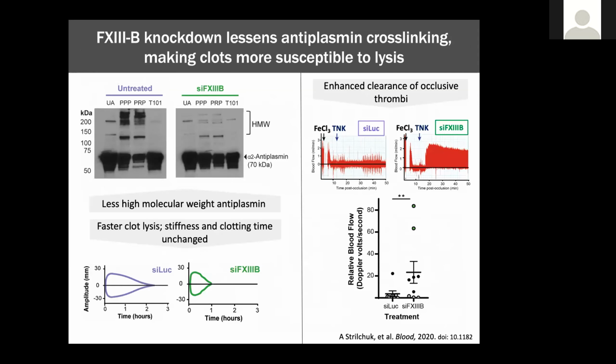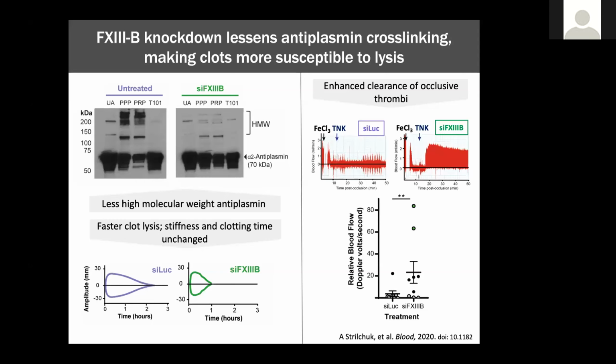In vitro, we confirmed that, as was hypothesized, factor 13 knockdown made clots formed in vitro more susceptible to lysis, and this was because less antiplasmin was being cross-linked to clots. So on the top left here is a Western blot against antiplasmin, looking at the high molecular weight complexes usually formed by factor 13 cross-linking antiplasmin to fibrin. As you can see, there's a lot less high molecular weight antiplasmin in the siRNA factor 13 treated samples.